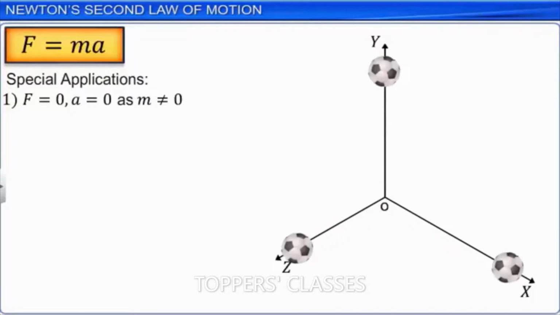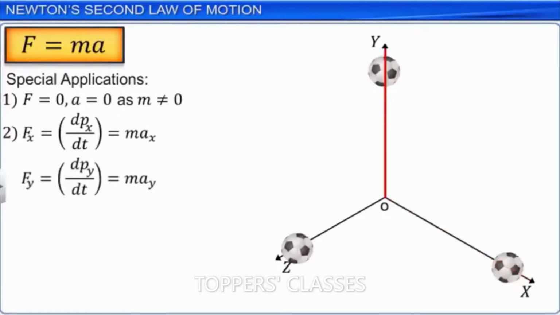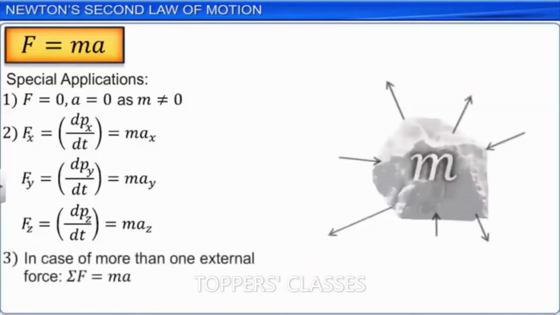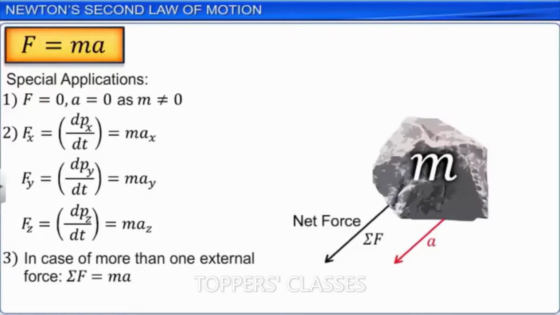Fx is equal to dpx by dt, which is equal to max. Fy is equal to dpy by dt, which is equal to may. Fz is equal to dpz by dt, which is equal to maz. F here stands for external force acting on the body. When a number of forces are acting on a body, we should take the net force in the equation as sigma F is equal to ma.